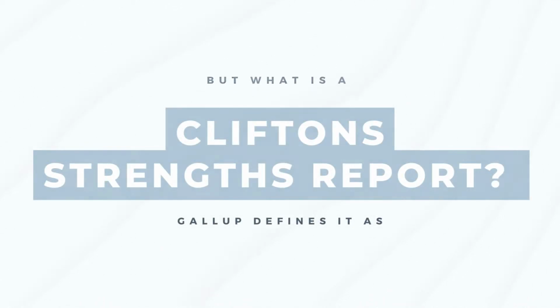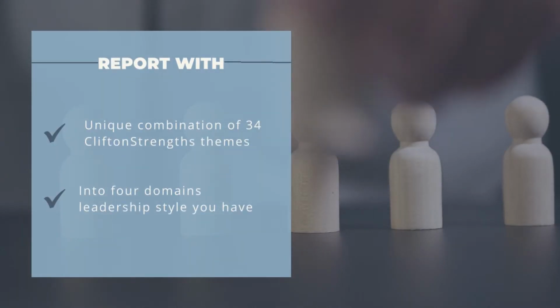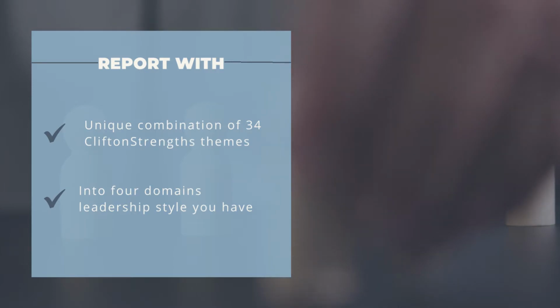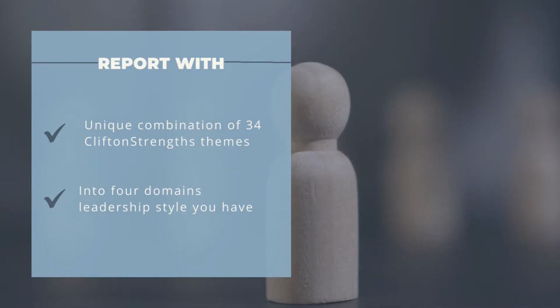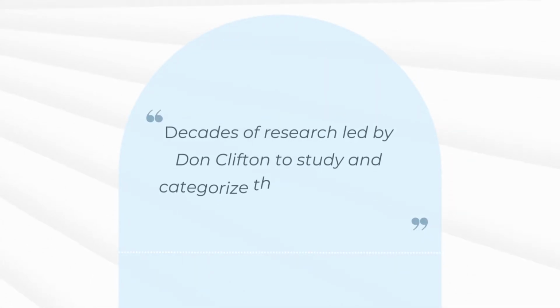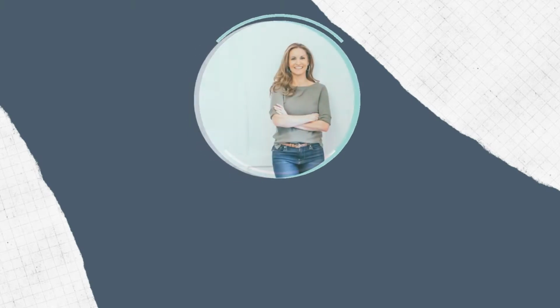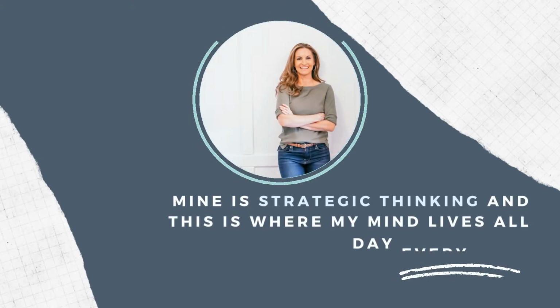Gallup defines it as a report that helps you uncover your unique combination of 34 Clifton Strengths themes. These themes, which sort into 4 domains, help to show you which leadership style you have. These leadership categories are a culmination of decades of research led by Don Clifton himself to study and categorize the talents of the world's most successful people. My domain is strategic thinking, and that's where my mind lives all day long, every day.